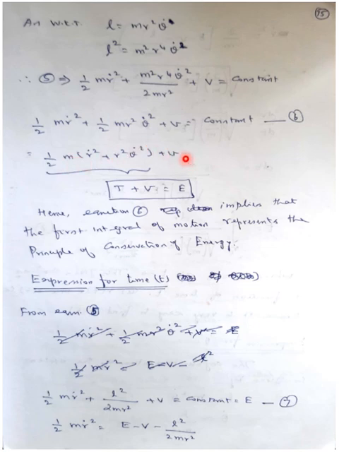Now, how will you calculate the time period? We know the fifth equation, half m r dot square plus L square by 2mr square plus V is equal to constant. That is nothing but energy E. From this equation, therefore, half m r dot square plus V is equal to E minus L square by 2mr square. That is, half m r dot square is equal to E minus V minus L square by 2mr square.